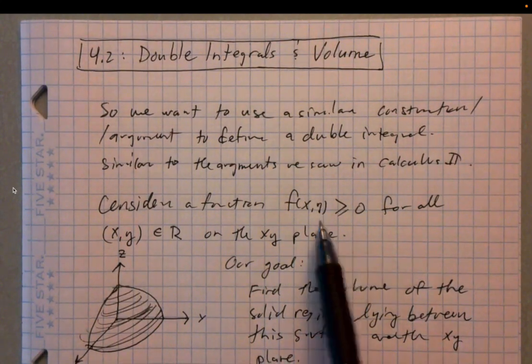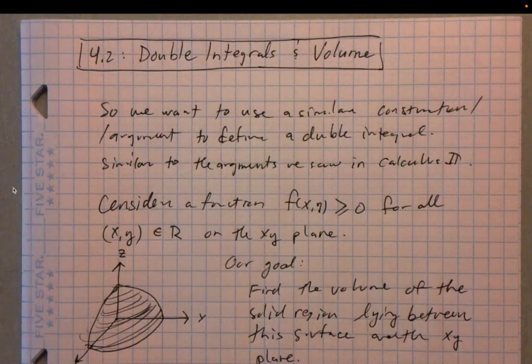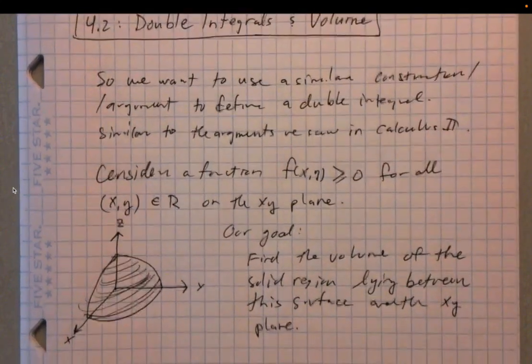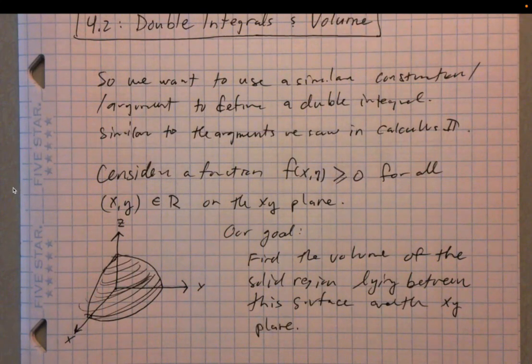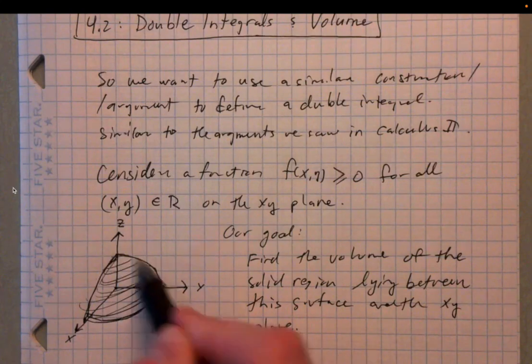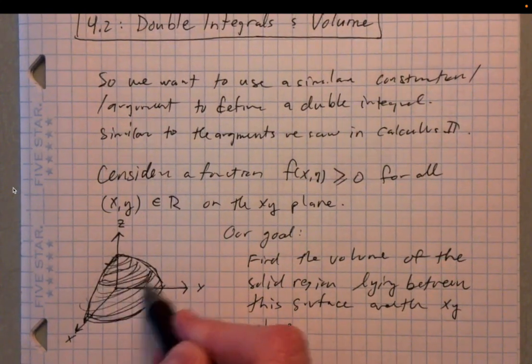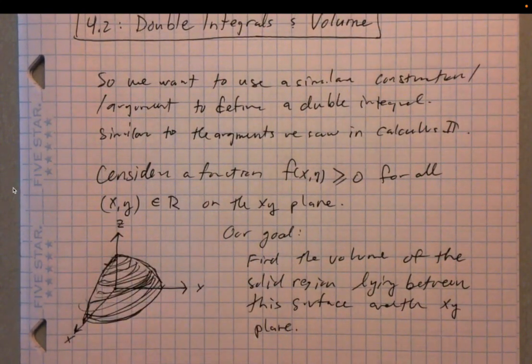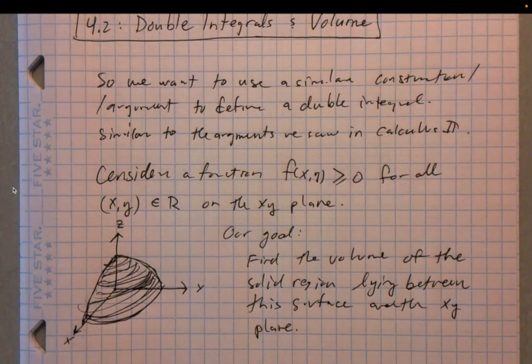So this f of xy is going to tell you where you're at on the z-axis, and where you're at on this surface. And so we want to be able to find the volume between the surface and the xy plane. If you think of this as a solid that comes down to the xy plane, it kind of looks like this. It's got some mass to it. We want to be able to find that volume. And so how are we going to do that? Well, how does the double integral accomplish this?